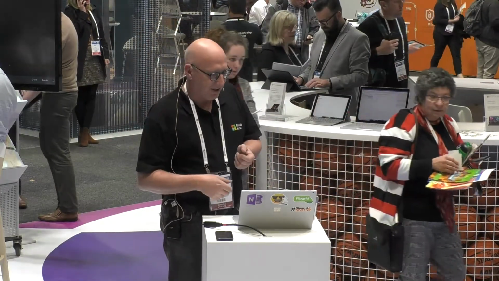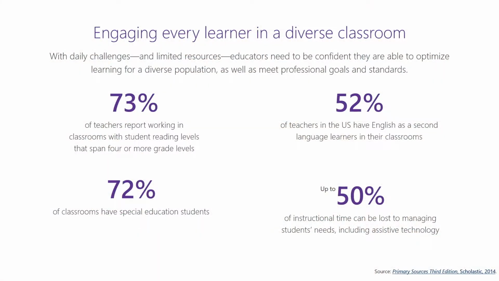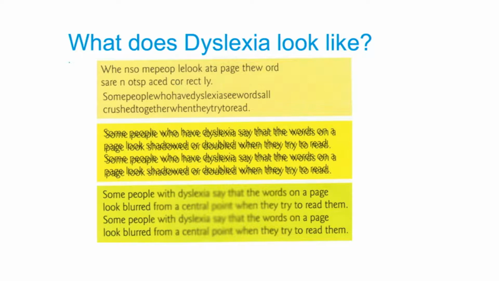The figure here that's striking is that 73% of teachers report they've got reading ages across 4 different ages, which is alarming. It's not a level playing field. So we've got to look at ways of leveling that playing field.